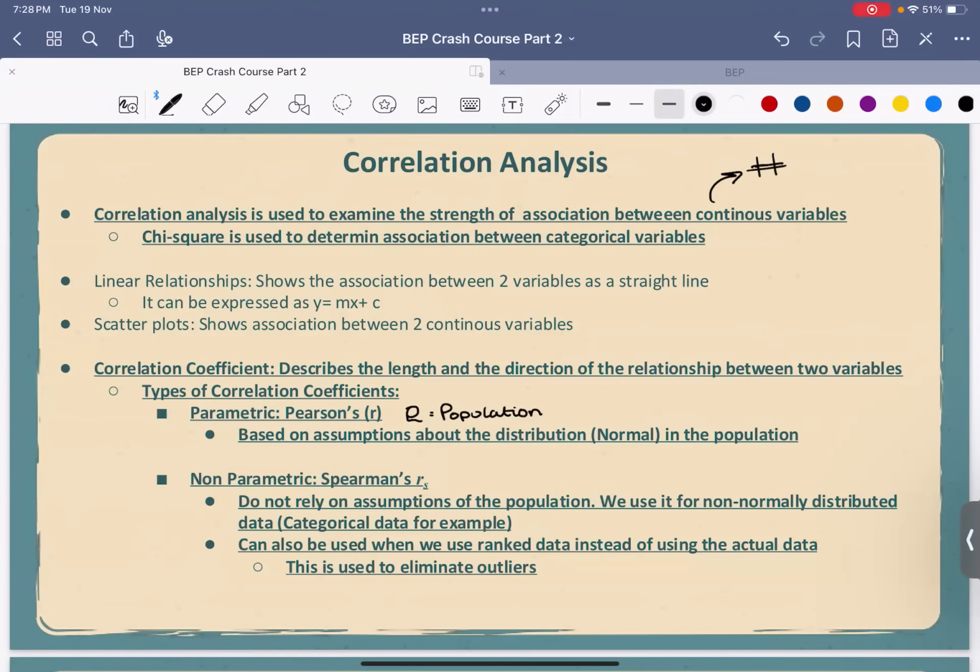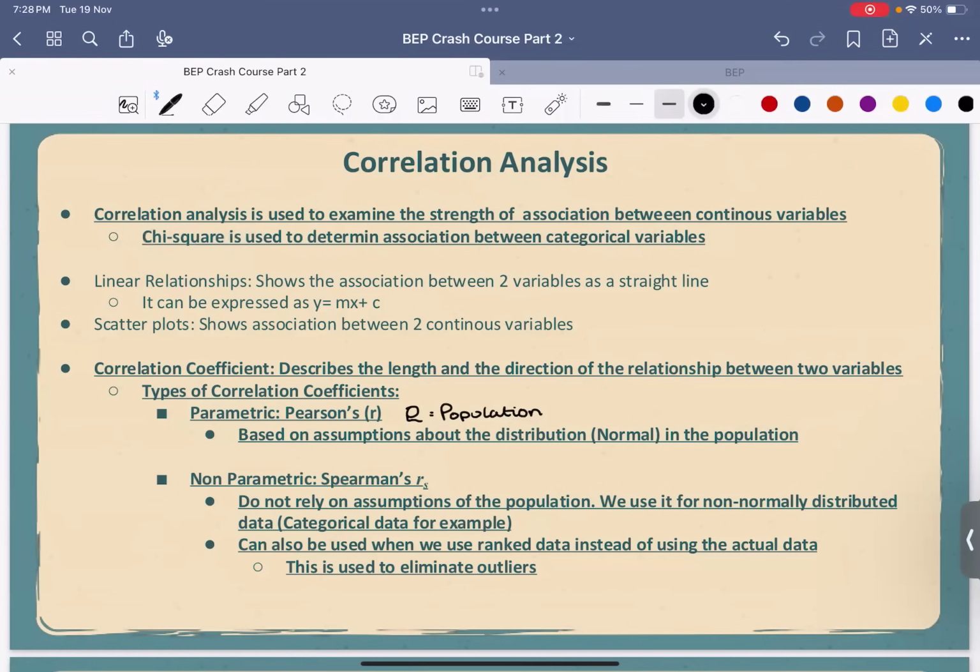We don't use correlation analysis to see the association. We use chi-squared. Chi-squared wasn't discussed in detail in this course. The only thing you need to know about chi-squared is that it's used to determine the association between categorical variables, which are either ordinal or nominal. So for nominal or ordinal variables, we use chi-squared. For continuous, we use correlation analysis. This is very important, very high yield, and there's definitely going to be a question about this.